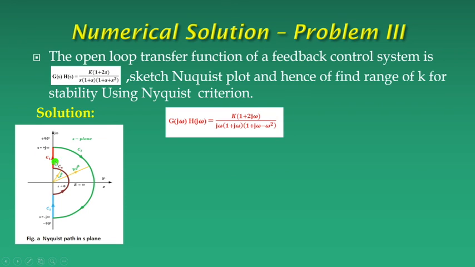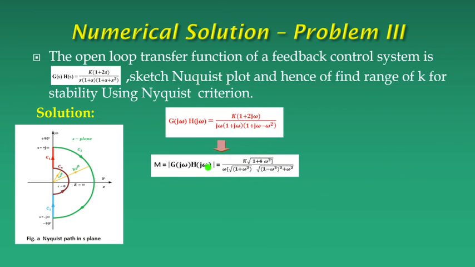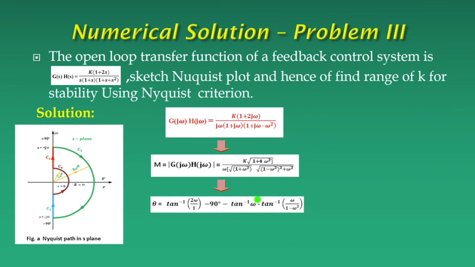For the C1 path, put s equal to j omega. Then this is the equation. Then find the magnitude by taking the mod of this. This is the phase angle equation.